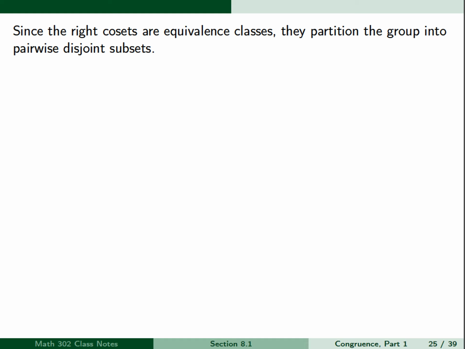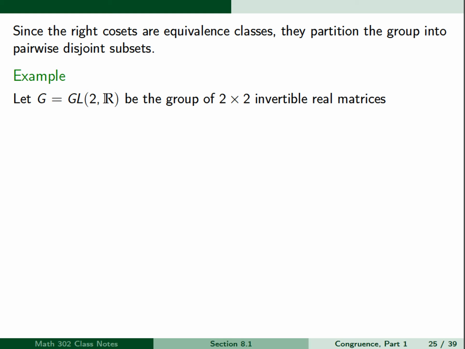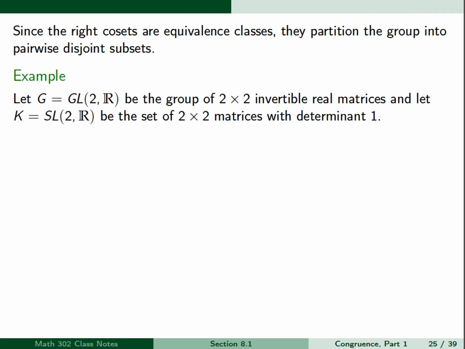Now, since the right cosets are equivalence classes, they partition the group into pairwise disjoint subsets. For an example, let's let G be GL2R, the group of 2x2 invertible real matrices, and we'll let K be SL2R. This is the set of 2x2 matrices with determinant 1. So GL stands for general linear group, and SL stands for special linear group. Then K is a subgroup of G. That's straightforward to prove. And so let's suppose that M is a matrix in G. So M is just an invertible 2x2 matrix with real entries.